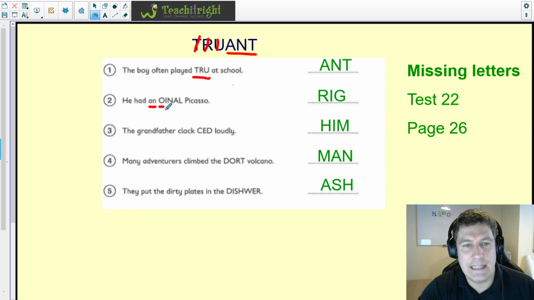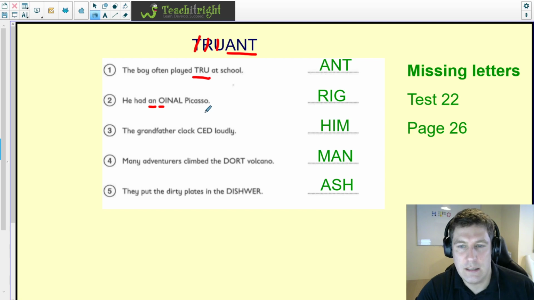So he had an something, Picasso. Now Picasso, of course, is an artist. And the word we need here is original. Original. To leave us with the word rig. Okay, like an oil rig.